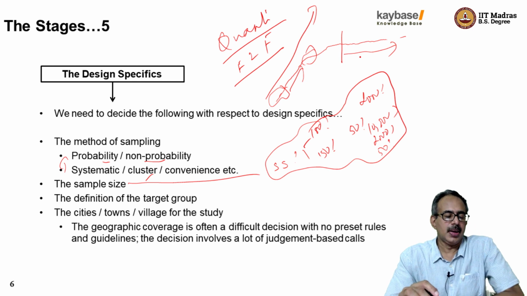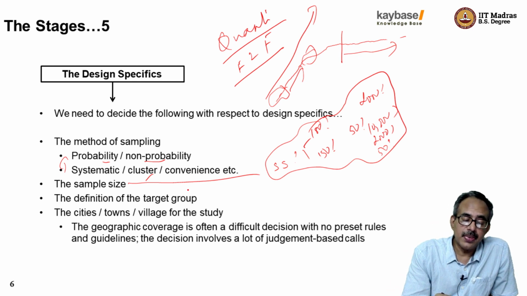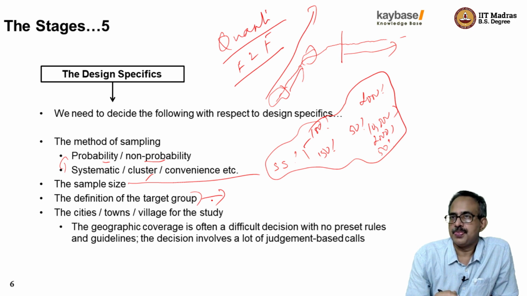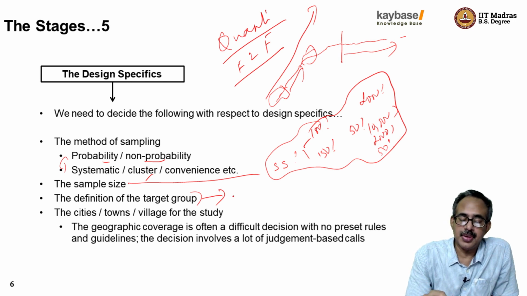Okay. So then we have to define the target group. Now, what do I mean by target group? What kind of consumers are we going to talk to? So we have to define people in terms of, are they men or women? What kind of age group are we talking to? What kind of income group are we going to talk to?